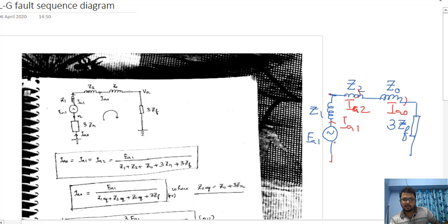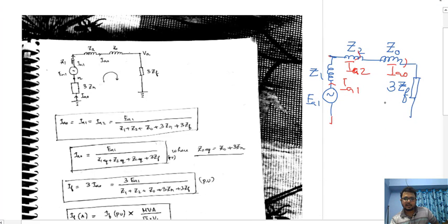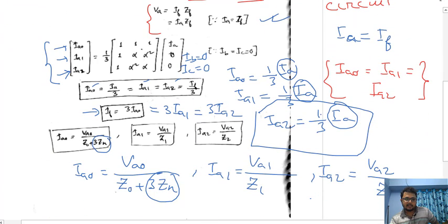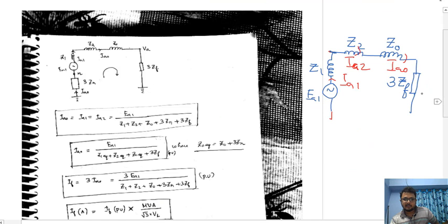In series. That is why these three are connected in series, not in parallel. Is it clear? From the diagram it is very clear that as IA0, IA1 and IA2 are equal, that is why we have represented these three in series.